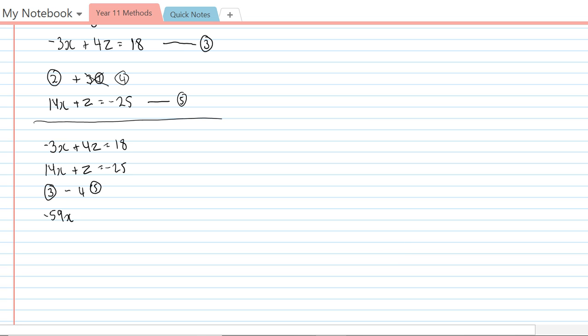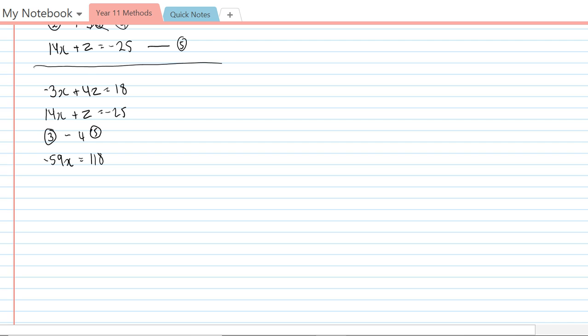4z take away 4z cancels out. And 18 take away 4 lots of negative 25, which is negative 100, so it's 18 plus 100, which is 118. We can divide both sides by negative 59 to get x equals negative 2.